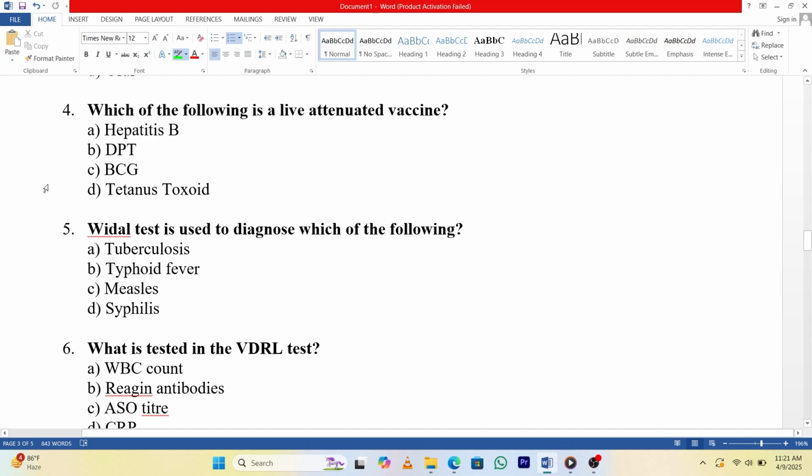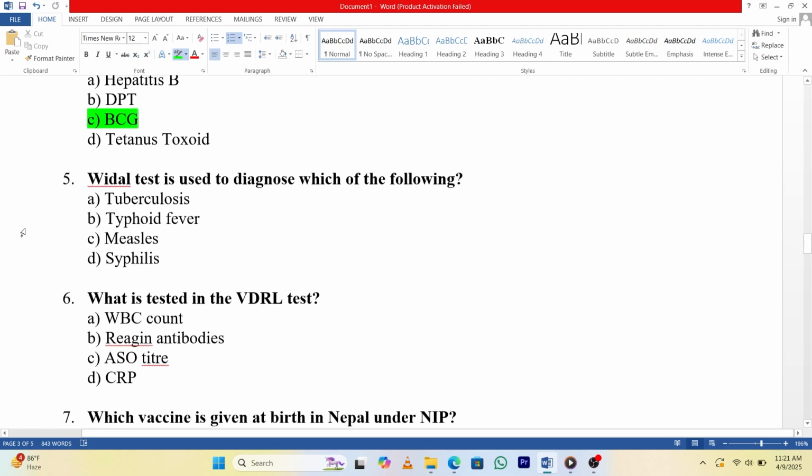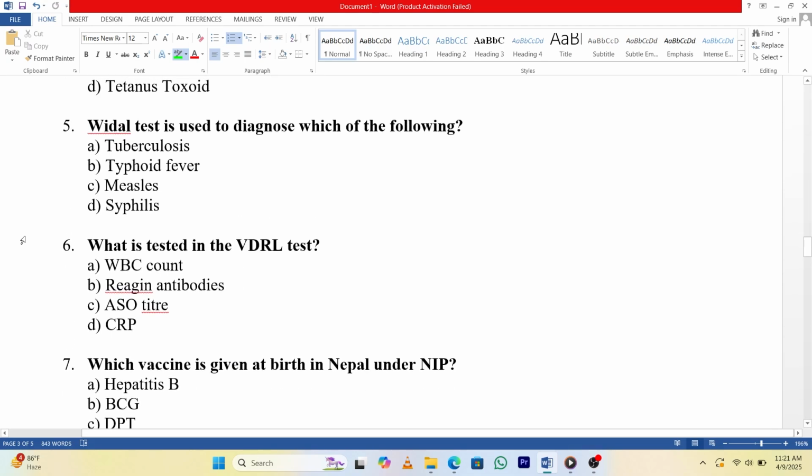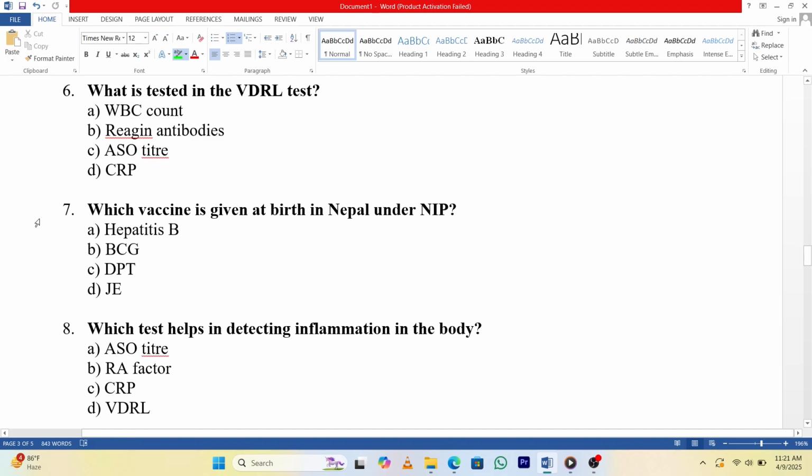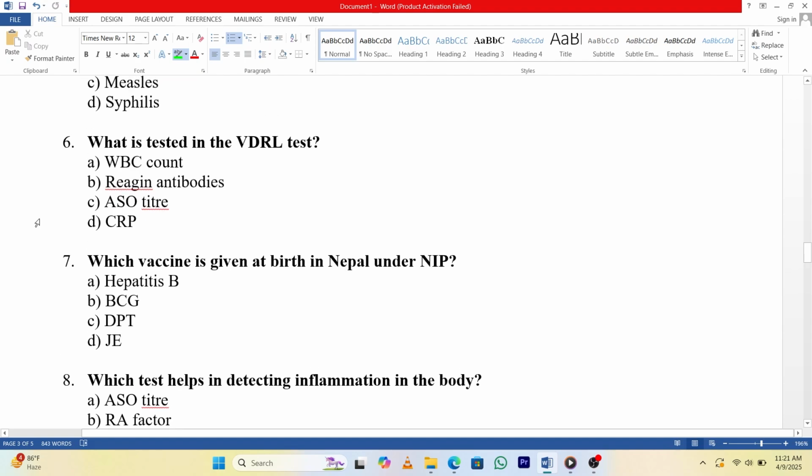Answer, C. 5. Widal test is used to diagnose which of the following? A. Tuberculosis. B. Typhoid fever. C. Measles. D. Syphilis. Answer, B. 6. What is tested in the VDRL test? A. WBC count. B. Reagin antibodies. C. ASO titer. D. CRP.